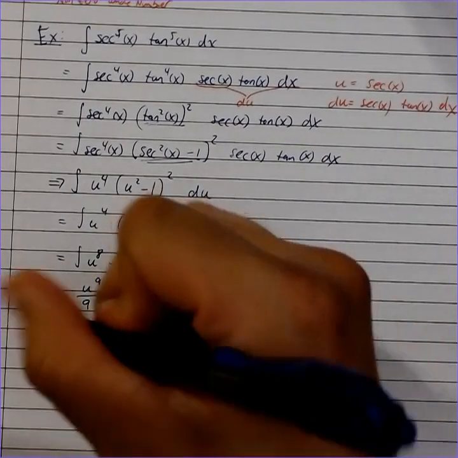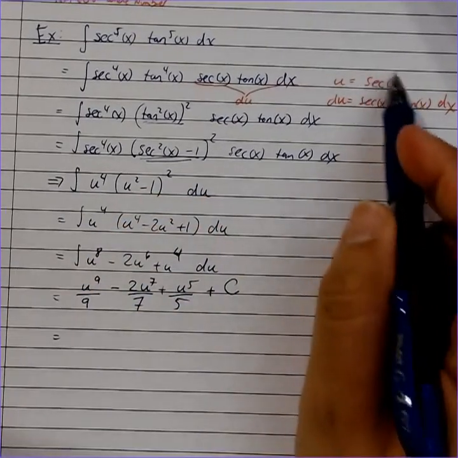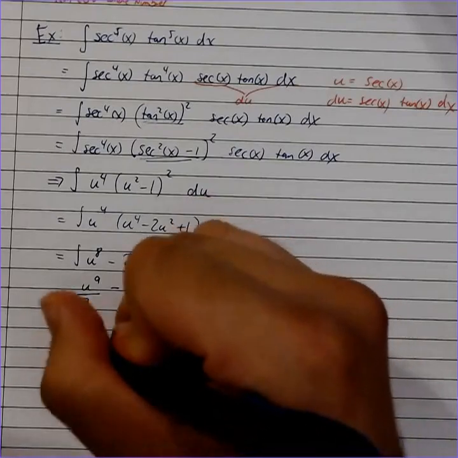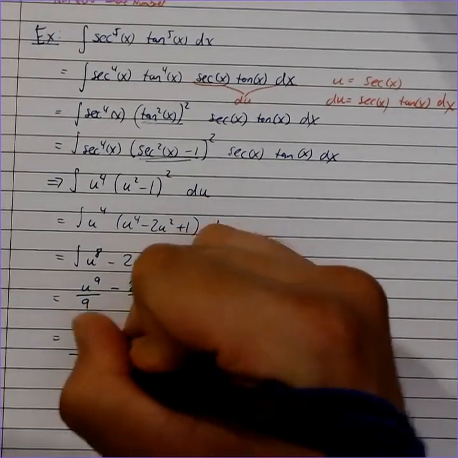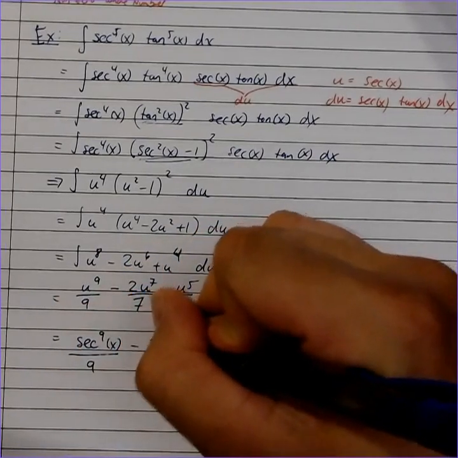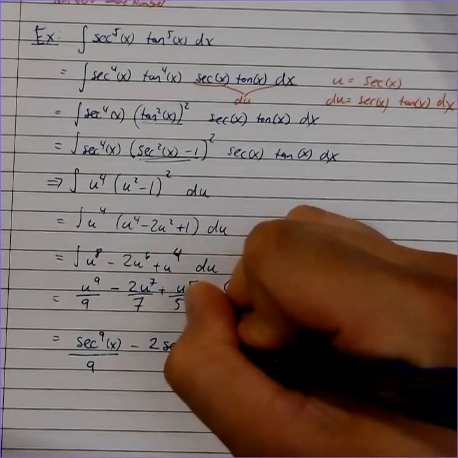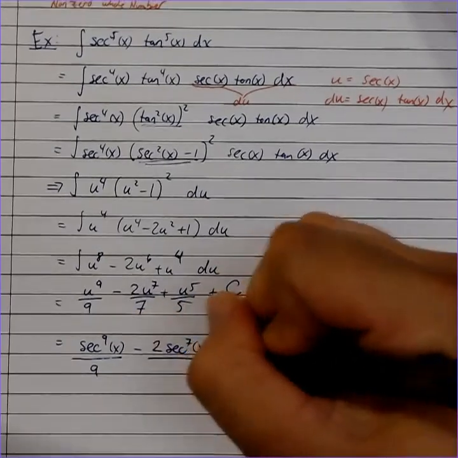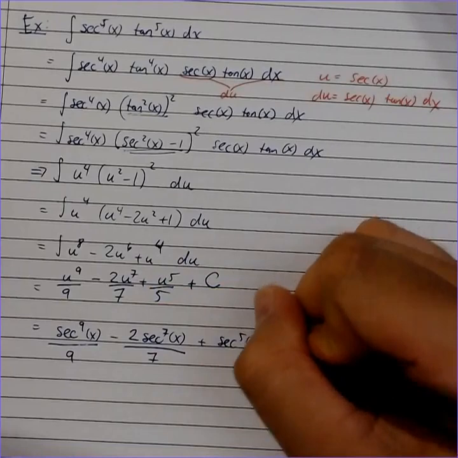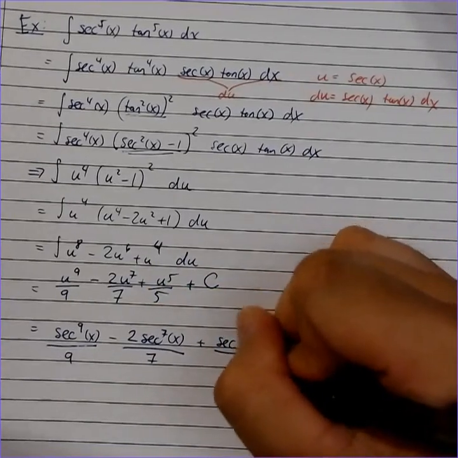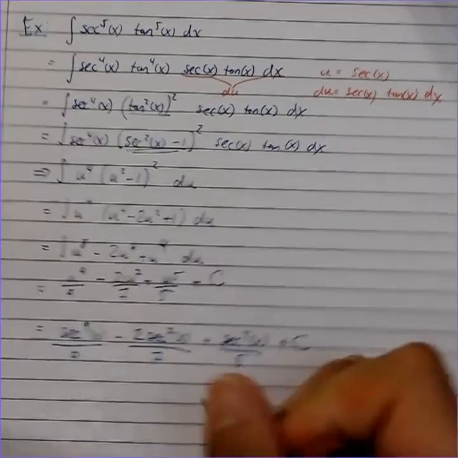So back substituting gives us our result in terms of our original trigonometric functions, and that's going to give us secant to the 9th of x over 9 minus 2 secant to the 7th of x over 7 plus secant to the 5th of x over 5 plus our constant of integration.